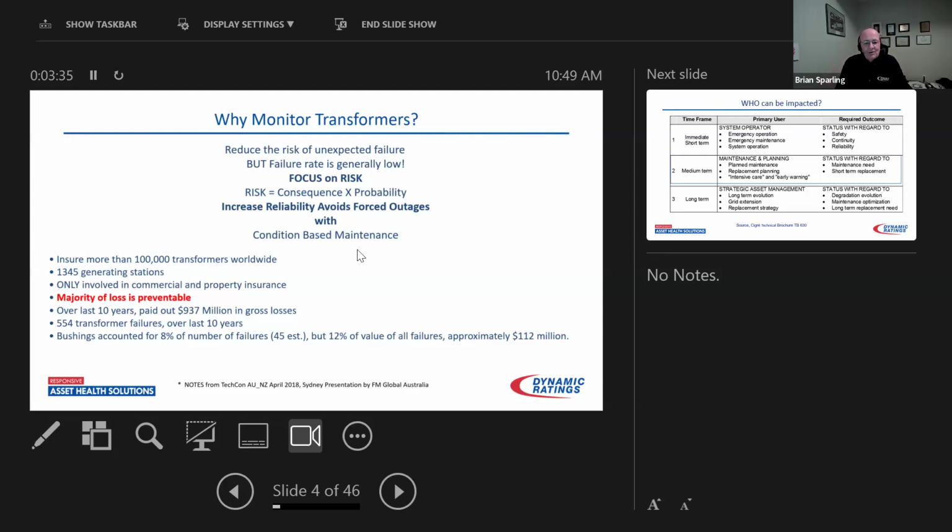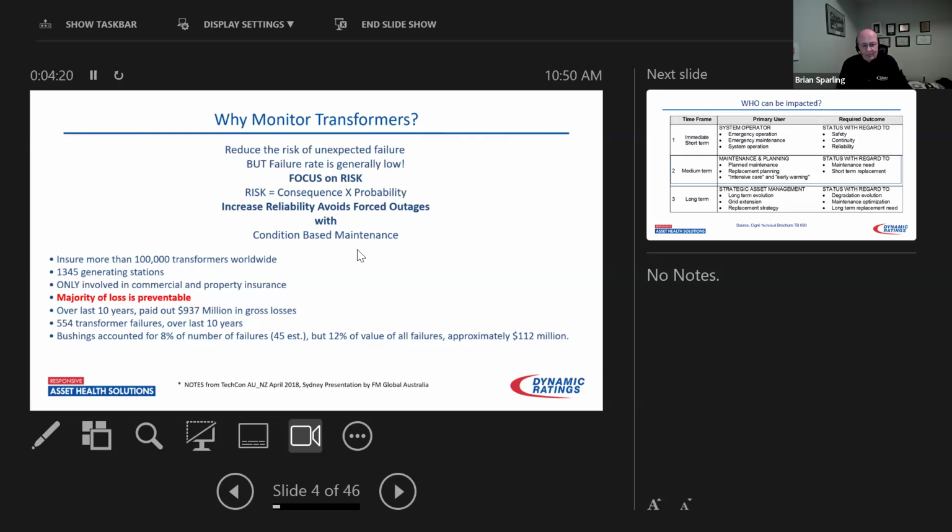The numbers here come from FM Global. They insure facilities that include about 100,000 transformers worldwide. They do not insure a transformer in a specific location. They look at it as a whole at a generating station, and at the time they were involved in 1,300 odd generating stations globally. Their opinion, based on the losses they've seen, is that the majority of the losses they pay out on are preventable. Over the past 10 years, going back to 2018, they've paid out $937 million in gross losses. In that were 554 transformer failures over the last 10 years.